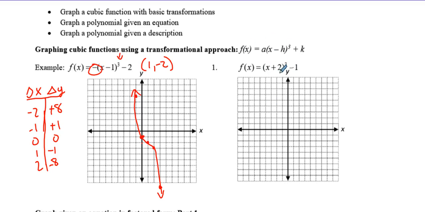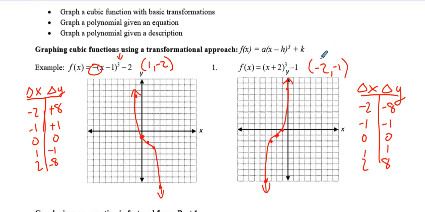So I would like for you to try this over here. Make your little chart. It's going to be the same as the other one, but I would like for you to try to graph this on your own. So pause the video and then try to create the graph here. Alright, go ahead and pause the video.